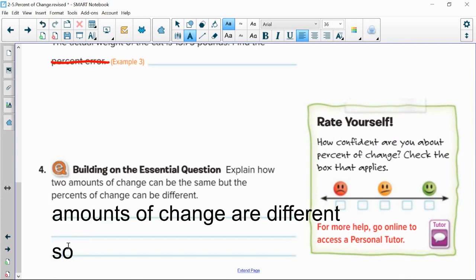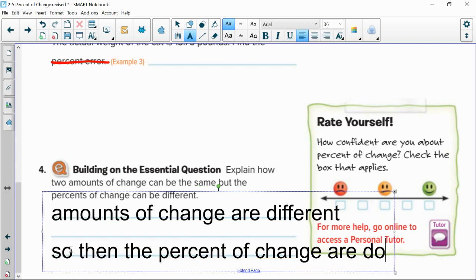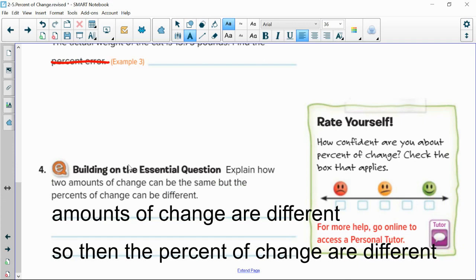So then the percent of change are different. There we go. So they go in together. If your original amounts given are different, then that means your percent of change is going to be different.